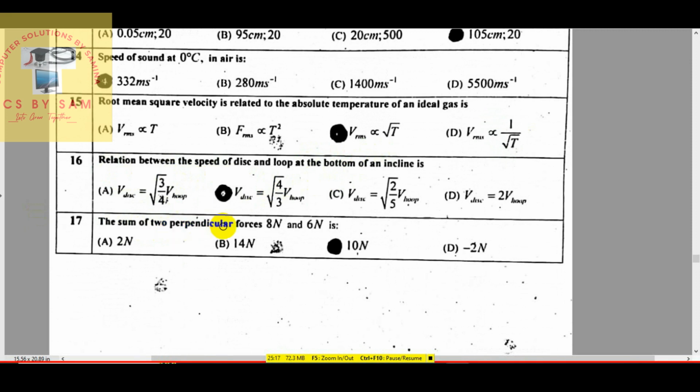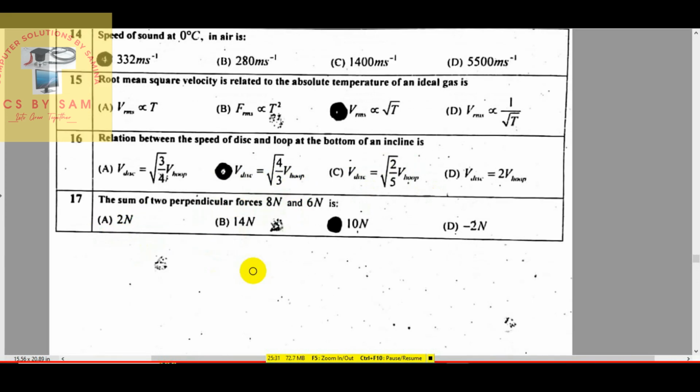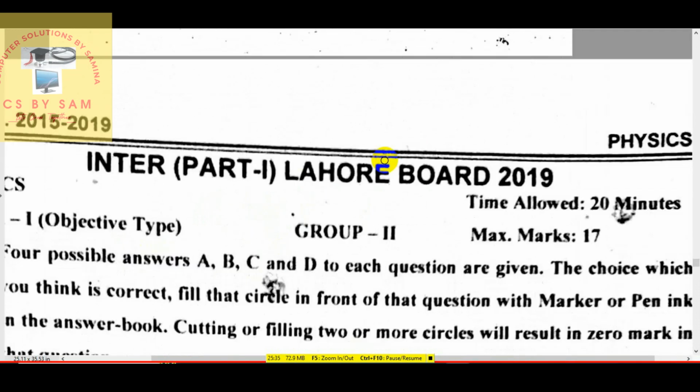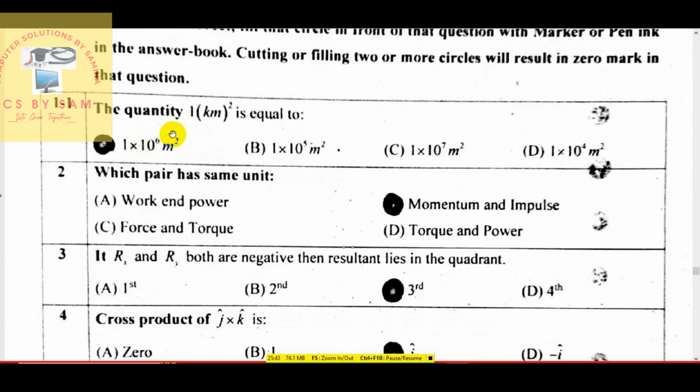Relation between the speed of the disc and hoop at the bottom of an incline is this one. V disc is equal to 4/3 V under root, and this hoop will be V. The sum of two perpendicular forces 8N and 6N will be 10N. Next, the quantity 1 kilometer square is equal to 1 into 10 raised to power 6 meter square.